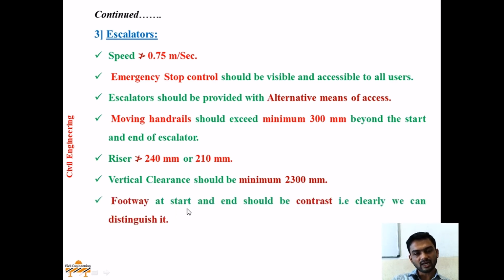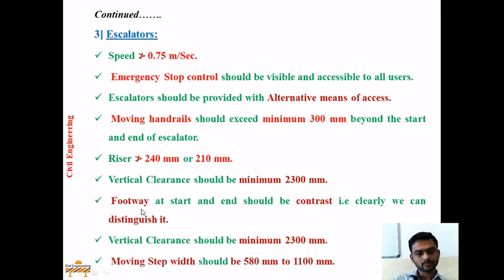The footway at the start and end should be in contrast, that is, we can clearly distinguish it. That is, the color pattern of the escalator and the footway should be different so that we can clearly distinguish the difference between the footway and the moving escalator. Moving step width should be 580 mm to 1100 mm. That is, the width of the flight in case of escalators will be minimum 580 mm or up to 1100 mm.